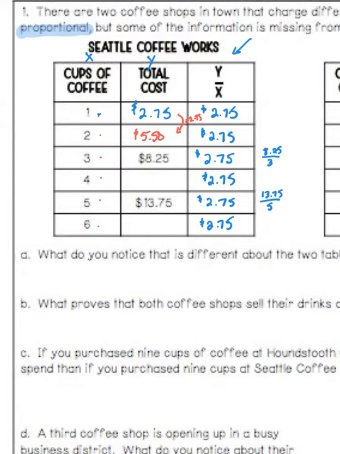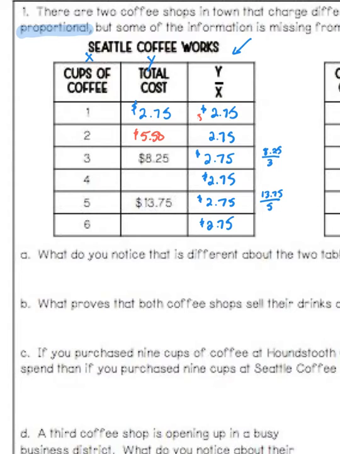And if we did that correctly, if we added another $2.75, we should get $8.25, and so on and so forth. So that's one of the ways we could do this, and that really is only going to be possible as long as we have these numbers in consecutive order.